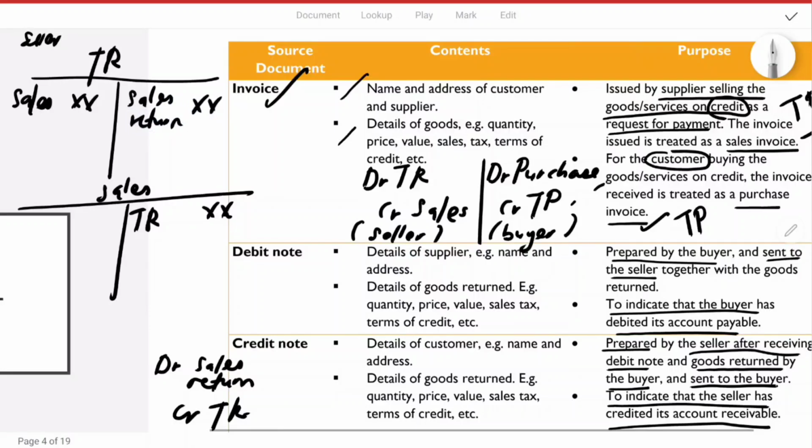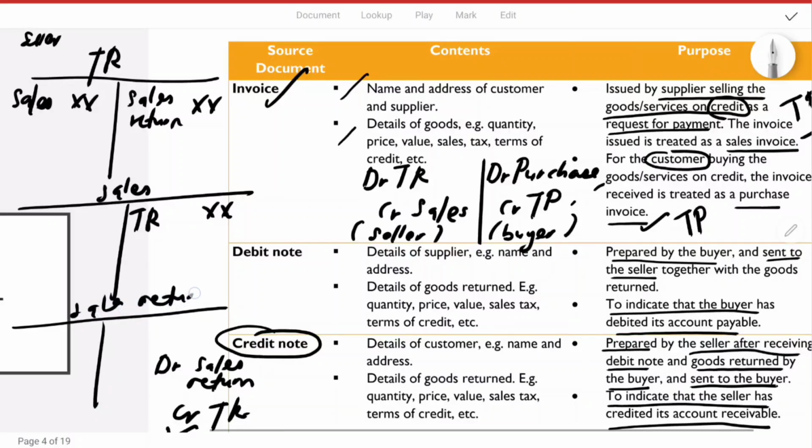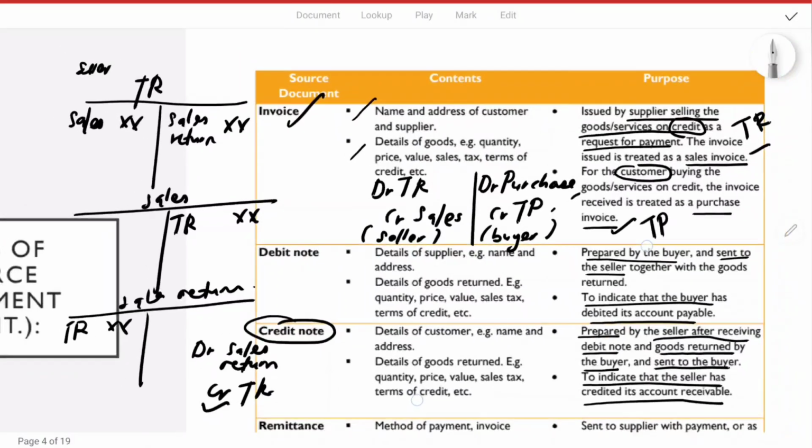So that's why the name of the document is credit note, to indicate that the seller has credited the trade receivable account. There will be another account, sales return. Sales return is debited, meaning that on the debit side you will have your sales return, and trade receivable XX is credited to record the sales return.